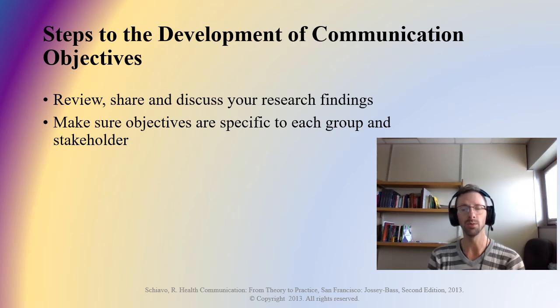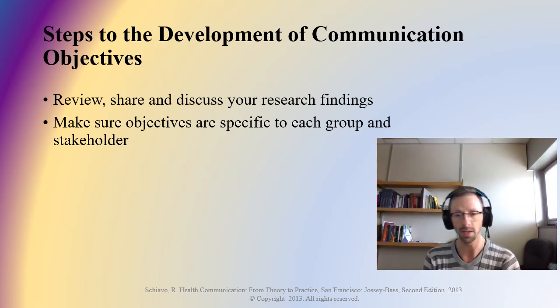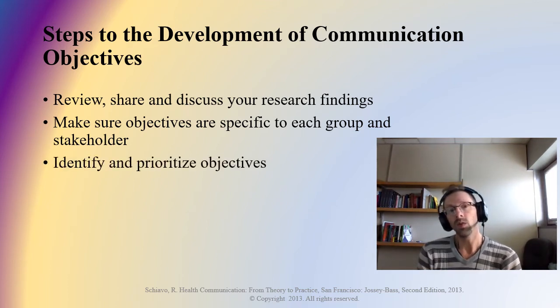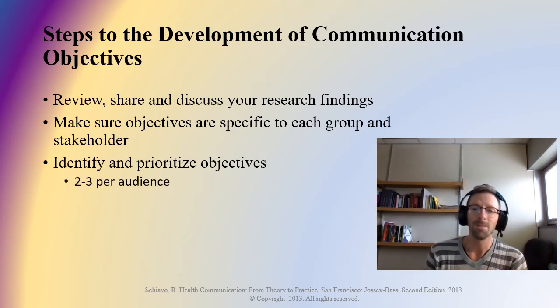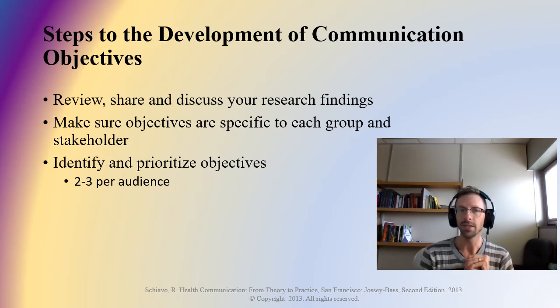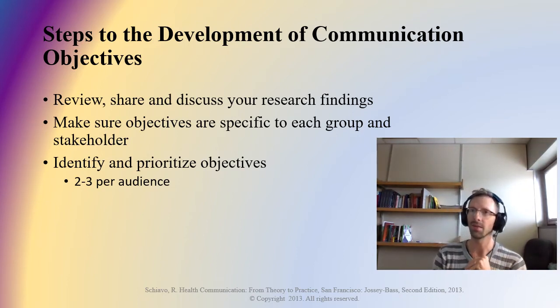Now, you also want to make sure that your objectives are specific to each group and stakeholder. I can say this over and over again, but all our messaging should be audience-centered. We also need to identify and prioritize the objectives. There may be more than one objective, maybe 2 to 3 per audience. Don't go crazy. The more you have, the more your messages are just going to be kind of schizophrenic, and you're not going to be able to put the energy you need into addressing certain people. So identify and prioritize your objectives, and don't do too many. Don't do more than 2 or 3 per audience. So if we've got a primary audience and a secondary audience, our objectives should be no more than 6, right? Let's only bite off as much as we can chew.